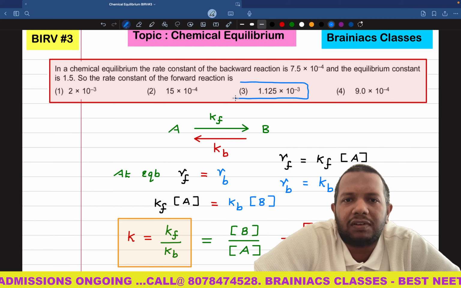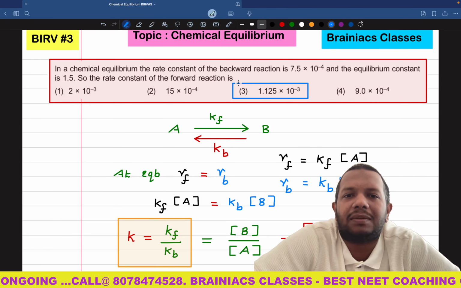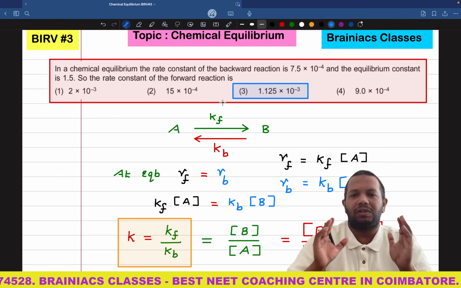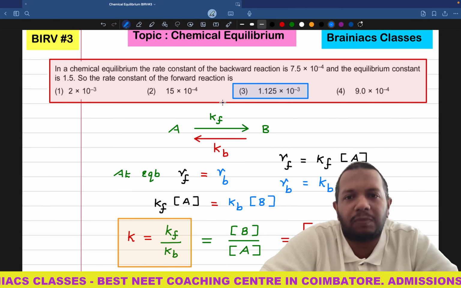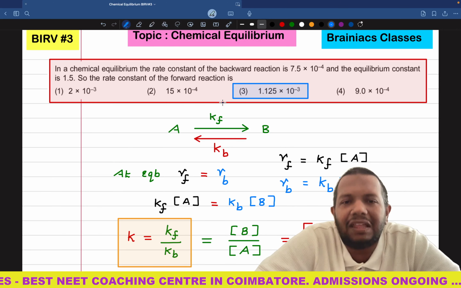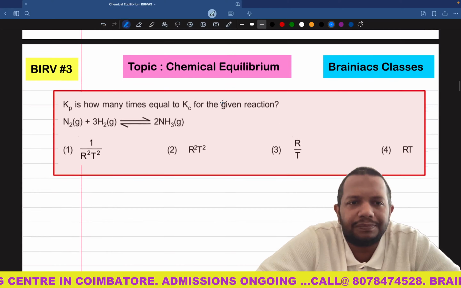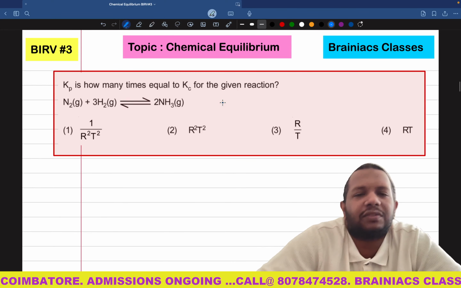If you know the equation or the fundamentals, it will take a maximum of 10 seconds to complete this question. I am trying to explain the concept, and along with that I am explaining the answer, so that you get a clear understanding of what you need to do. I hope it is clear for you. So let's switch to the next question.